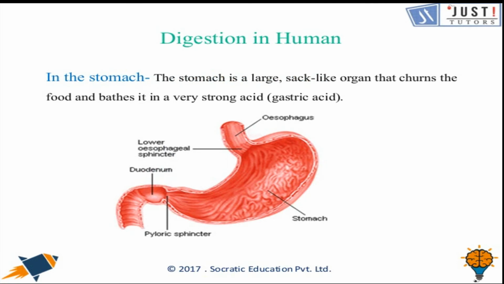Now, what happens in the stomach? Food in the stomach that is partially digested and mixed with stomach acids is called chyme. The stomach is a large sac-like organ that churns the food and bathes it in a very strong acid called gastric acid. As you can see here, the gastric acid is written, and these are all the organs which include the stomach.